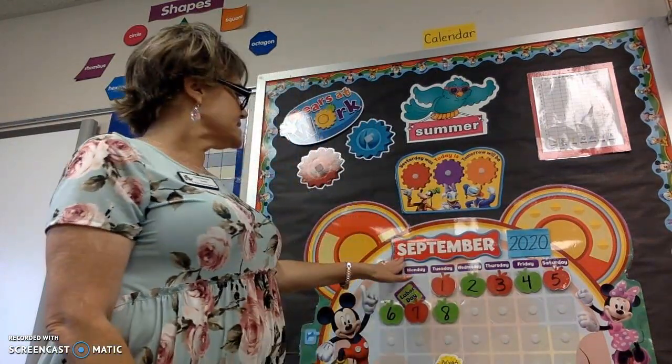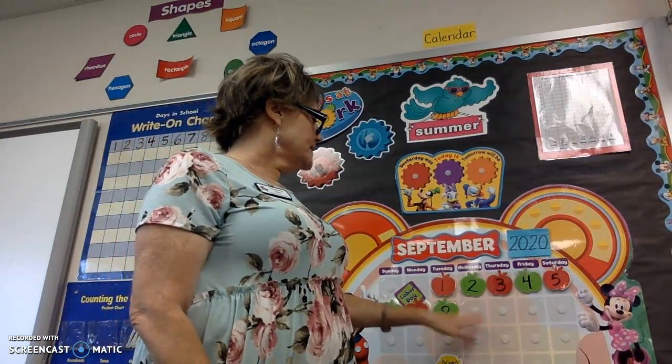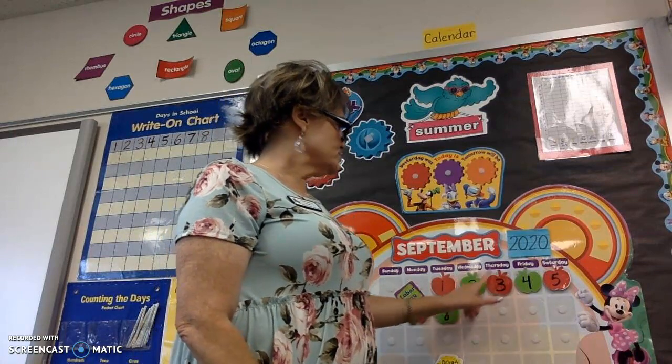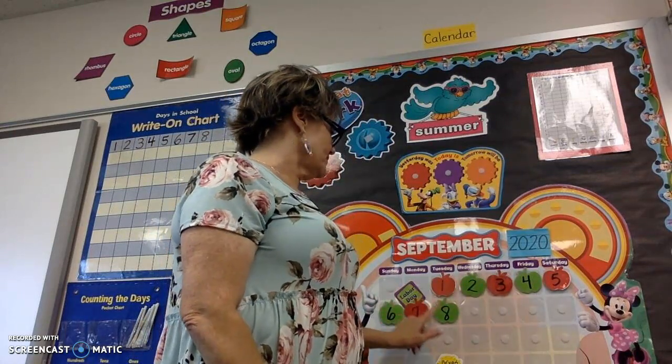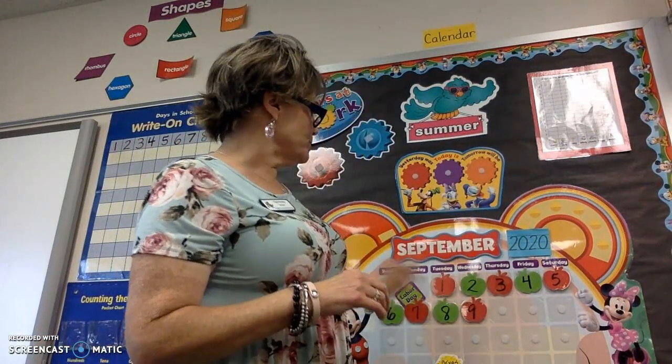Okay, it is September, and let's see, what number comes after 8? Because that number is the date of today. So what number comes after 8? 1, 2, 3, 4, 5, 6, 7, 8, 9. You're right. Here is our 9. We will put that on our calendar because today is September the 9th, 2020, right?